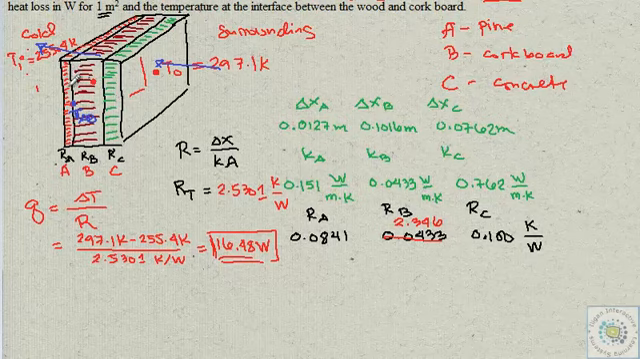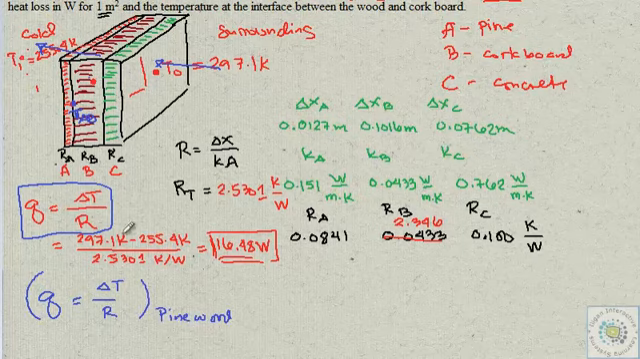Looking only at this pine wood, one surface will have a temperature of TAB, and the other surface of the pine wood will have a temperature of TI. We can use this equation strictly only for the pine wood. Q passing through the pine wood is equal to delta T over R, but this delta T will only be the delta T within the pine wood. Now, what is Q? Q will still be the same, since the same Q is flowing through these three resistances. So we have 16.48 watts.